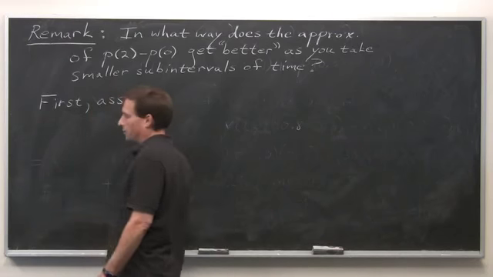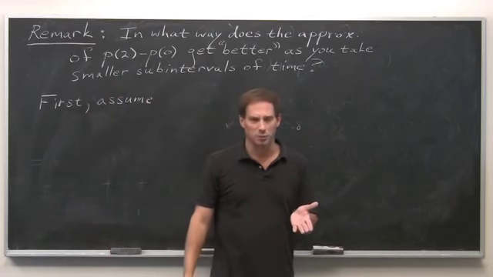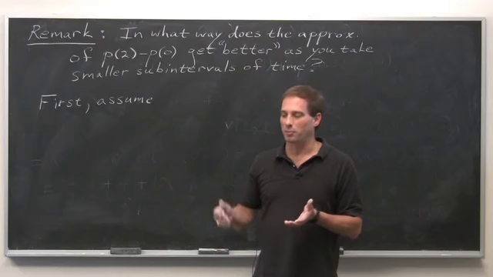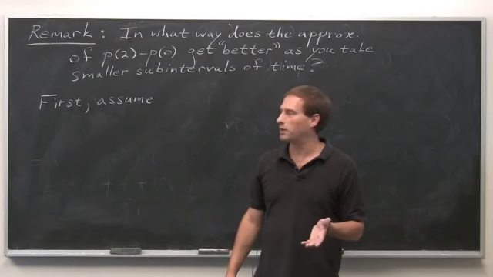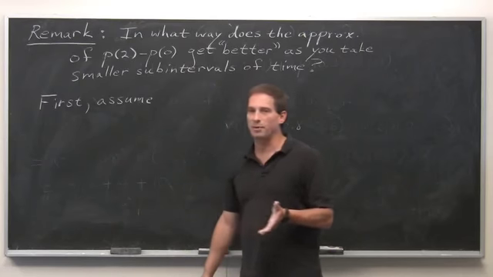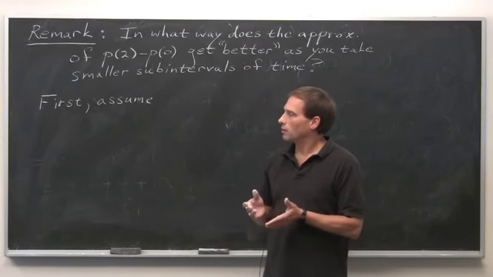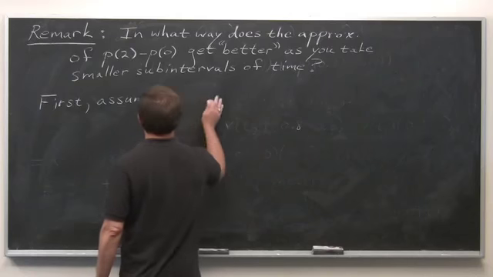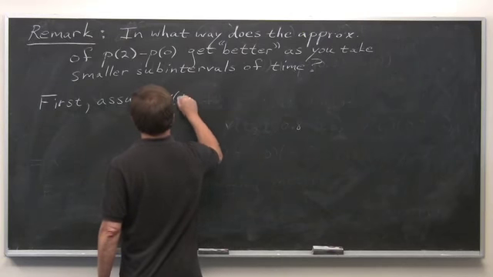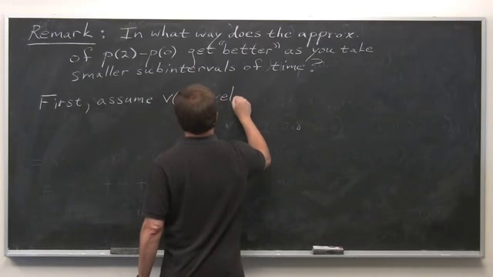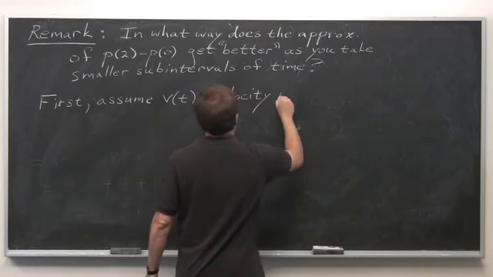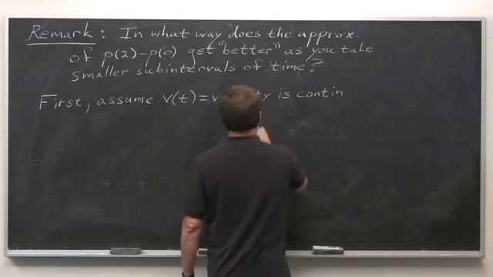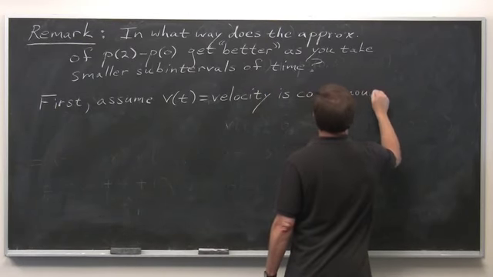If the velocity is not continuous, well, first of all, physically it should be, but if it weren't and could just arbitrarily jump all over the place, then there's no hope of knowing that as you take smaller time intervals and just take arbitrary times in those time intervals, that anything reasonable happens. So first assume v of t, the velocity of the car, is continuous. So as the time changes a little bit, the velocity can only change a little bit.